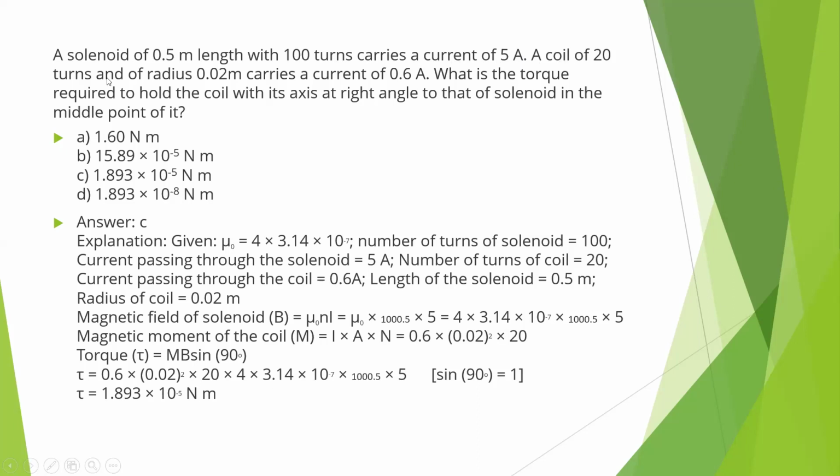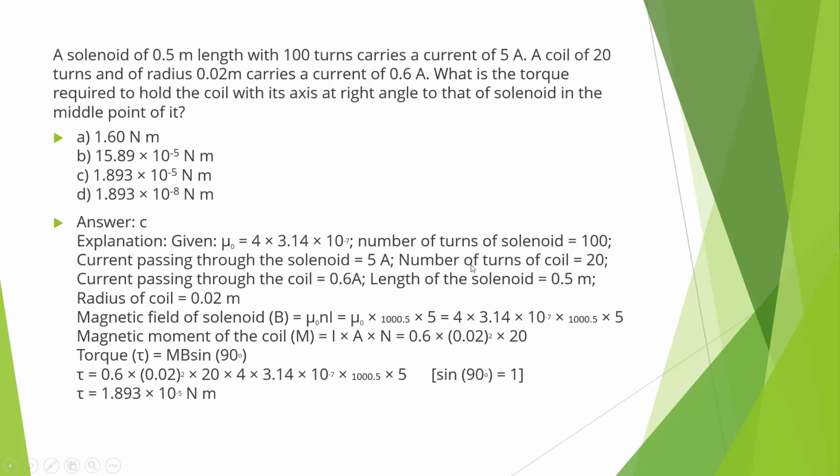A coil of 20 turns and of radius 0.02 meter carries a current of 0.6 ampere. What is the torque required to hold the coil with its axis at a right angle to that solenoid in the middle point? Explanation you can see, given μ0 equal to 4 × 3.14 × 10^-7. So number of turns, these are the terminologies. So this is how you solve it.